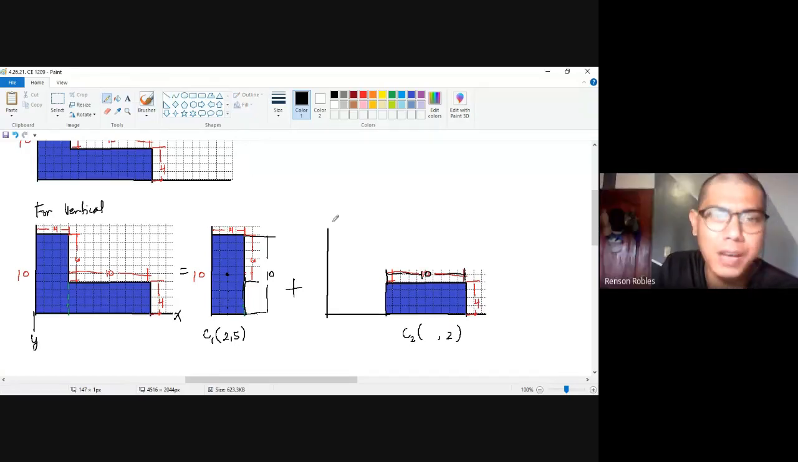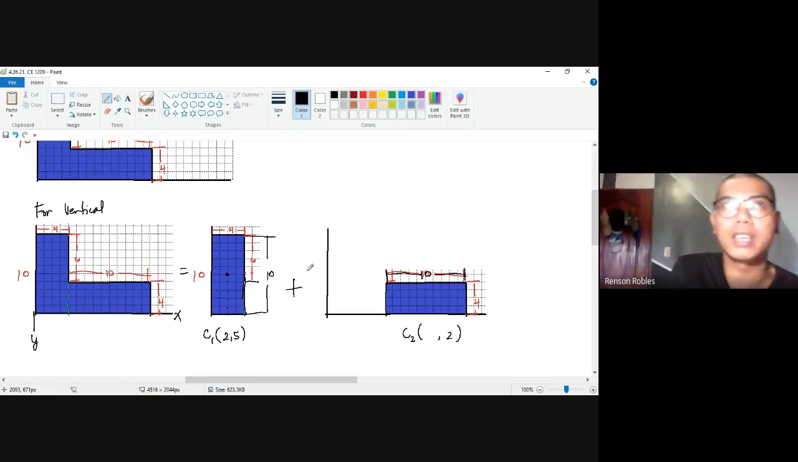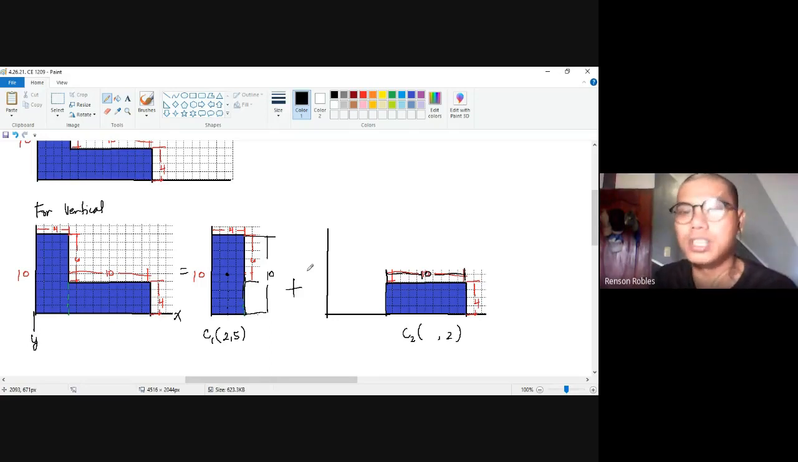Sir, bakit nyo ginawa yon? Why did you do that? Why ang reference mo po, sir, ay x-axis and y-axis? Because that is how we define the moment. Meron laging reference. And that is how we define the centroid. A centroid is a point, and a centroid is bar x units away to the y-axis and bar y units away to the x-axis. So, ibig sabihin, ito lang yung 10 hanggang dito lang.